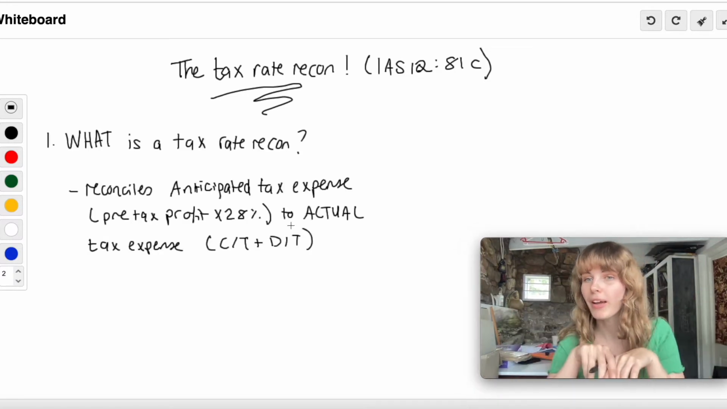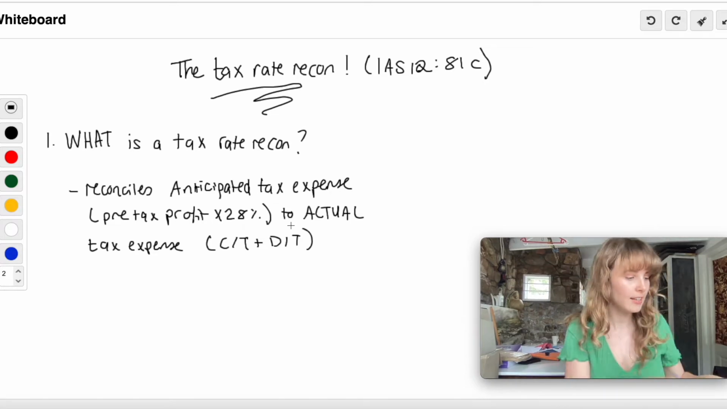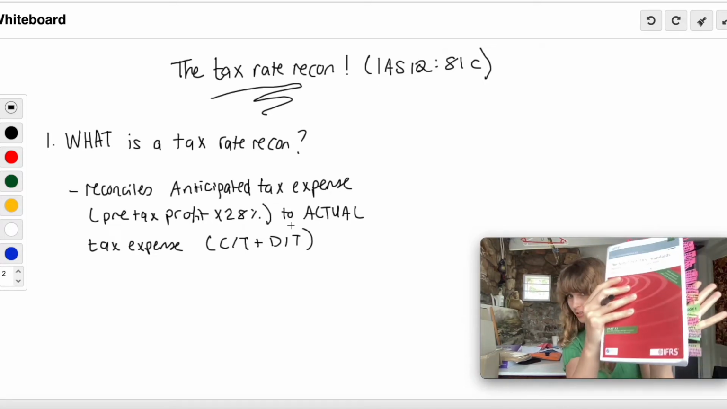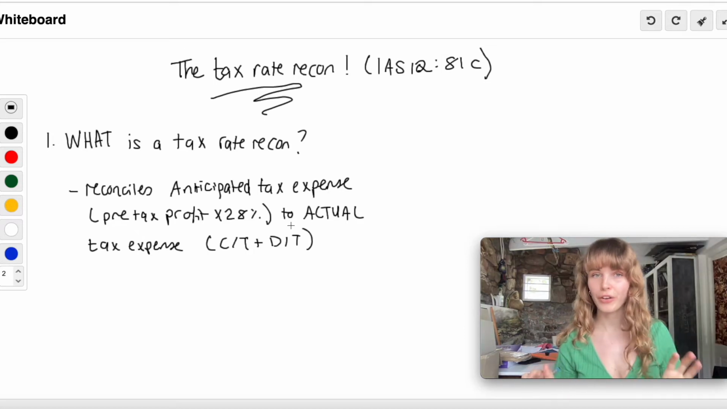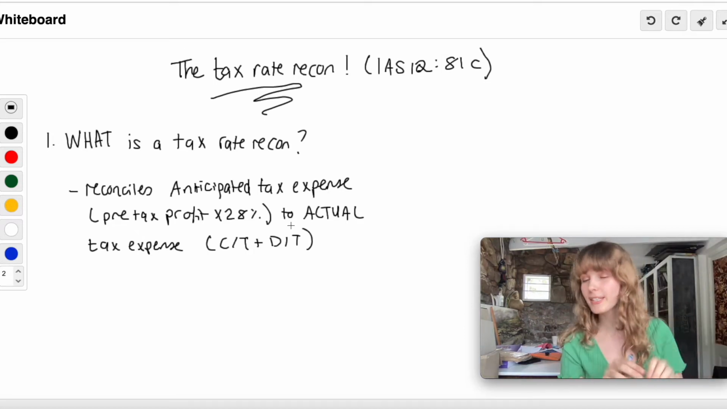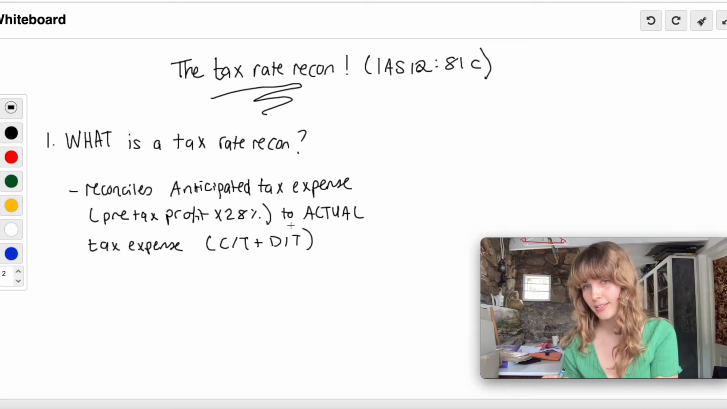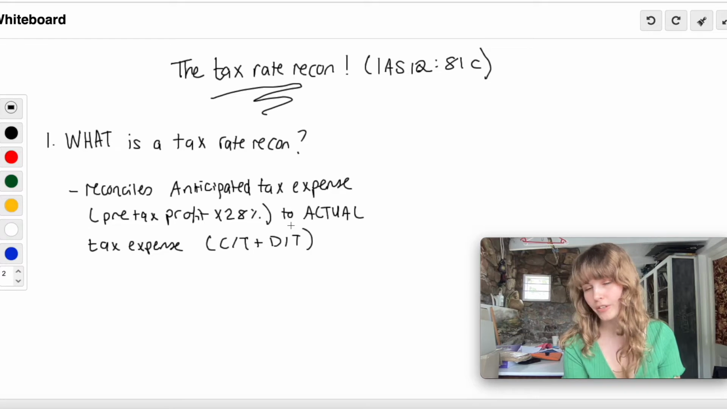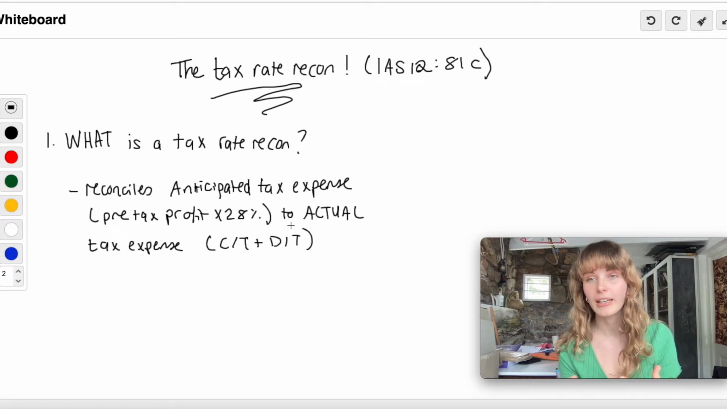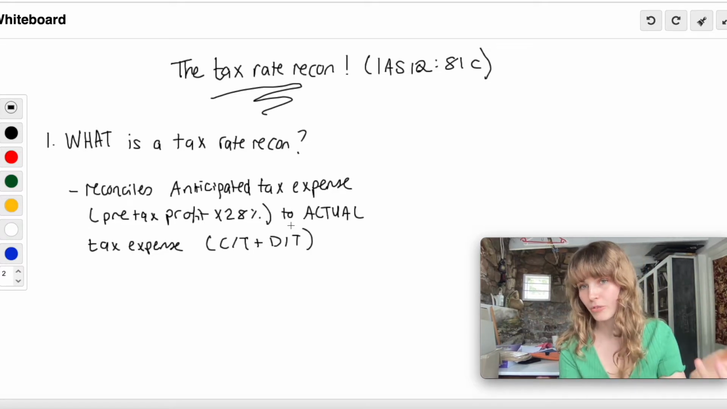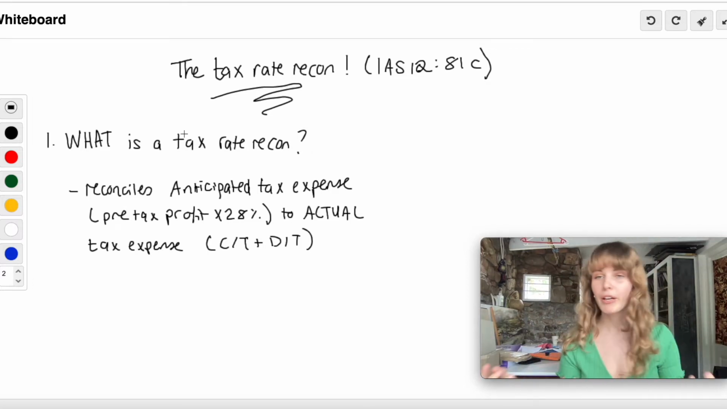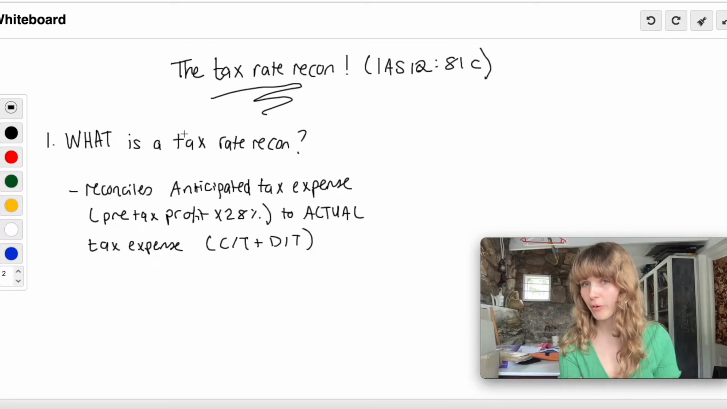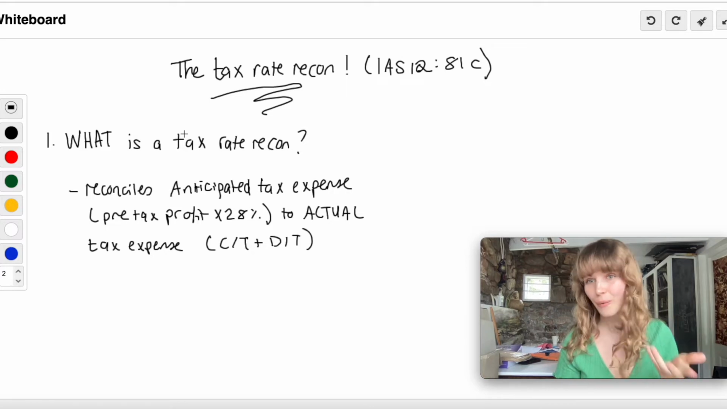Well, it's required by IAS 12 paragraph 81C, i.e. your deferred tax standard, and what it does is reconcile your theoretical or anticipated tax expense to your actual tax expense. And I say theoretical tax expense because if I take my pre-tax profit and multiply it by 28%, i.e. our corporate tax rate or whatever the applicable corporate tax rate is, this will give me my anticipated or theoretical tax expense. But in reality, we know that this almost never equals our actual tax expense because SARS and accounting don't always vibe together.